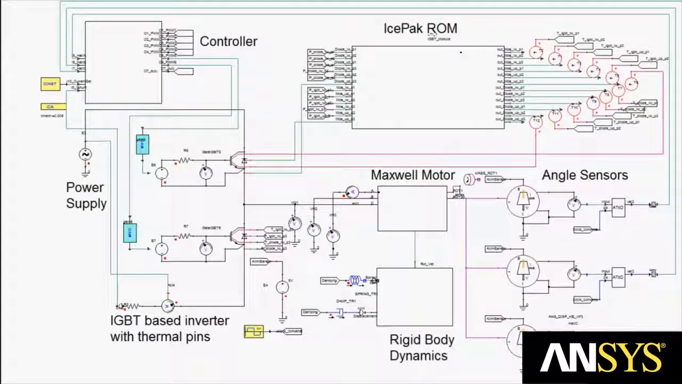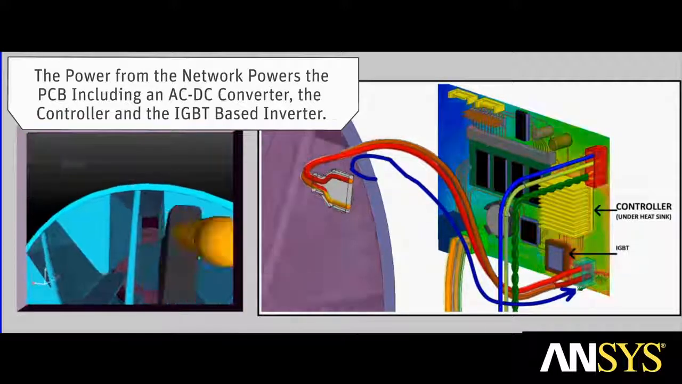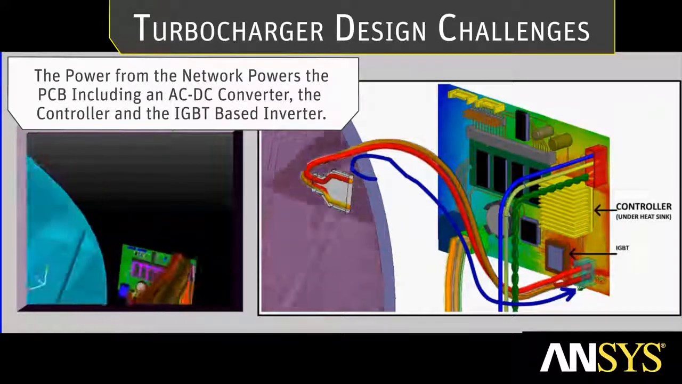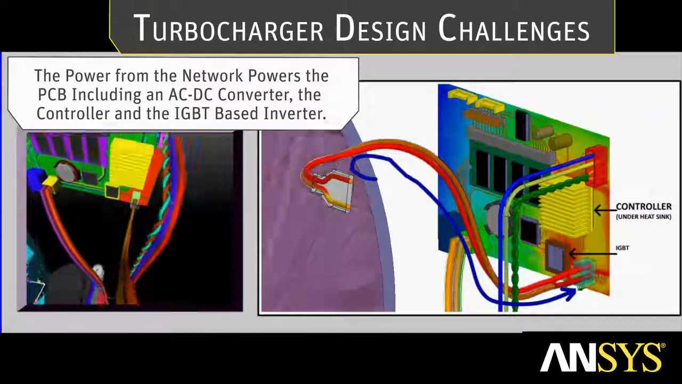We first consider the power supply in the ANSYS Simplorer system simulation. The power is supplied to the IGBT inverter modules and the controller. The power from the network powers the printed circuit board, including an AC-DC converter, the controller, and an IGBT-based inverter.